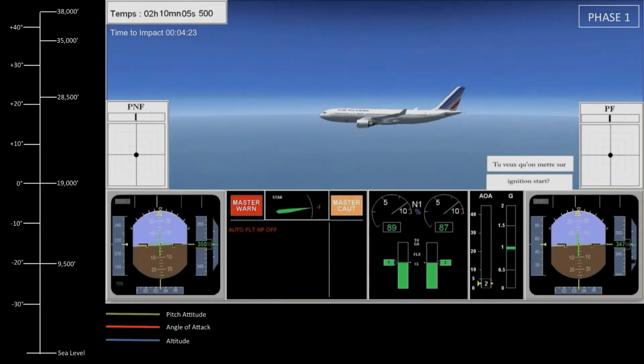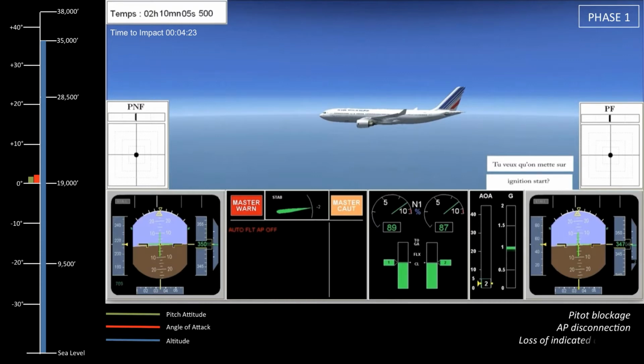In order to maintain a perspective on aircraft dynamics in relation to time, a graph of altitude, angle of attack, and pitch attitude are continuously depicted on the left-hand side of the screen. Phase 1 commenced at time 0 to 10 and 5 seconds. With blockage of the aircraft's pitot probes, the autopilot disconnected.